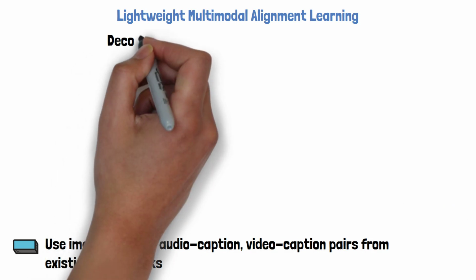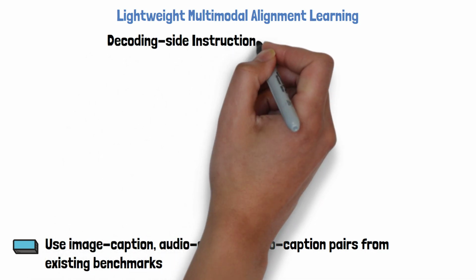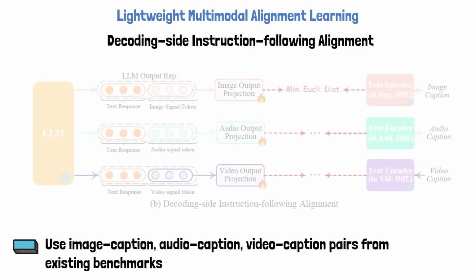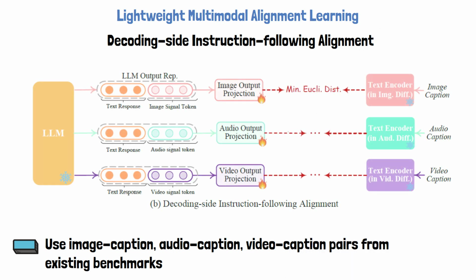Next we review the decoding side instruction following alignment step, where we still use similar caption inputs as before. We do not use any generation of image, audio and video here, which is very interesting. The way it works is that the LLM outputs a response with a signal token, which is passed via the output projection model, and the output from the output projection model is compared to the encoding we get when feeding the caption to the text encoder of the diffusion model. So we only need the text encoder from the diffusion model and we don't need to run the diffusion process, which makes this step very efficient.